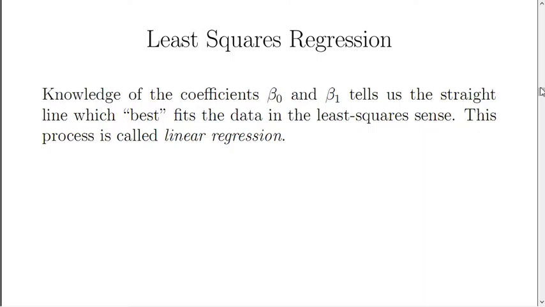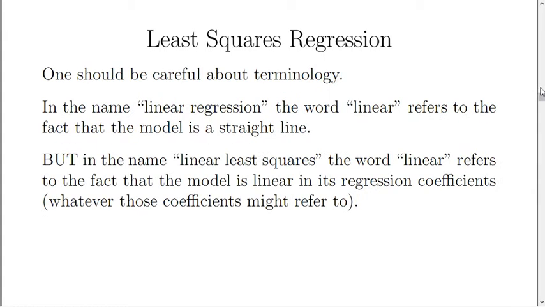By the way, knowledge of the coefficients, beta naught and beta 1, tells us the straight line which best fits the data in the least squares sense. And since we're using a straight line as a model, this is called linear regression. We do need to be a little bit careful about terminology. In the name linear regression, the word linear refers to the fact that the model is a straight line. But in the name linear least squares, the word linear refers to the fact that the model is linear in its regression coefficients, beta naught and beta 1. Whatever those coefficients might refer to, it is linear in its parameters.